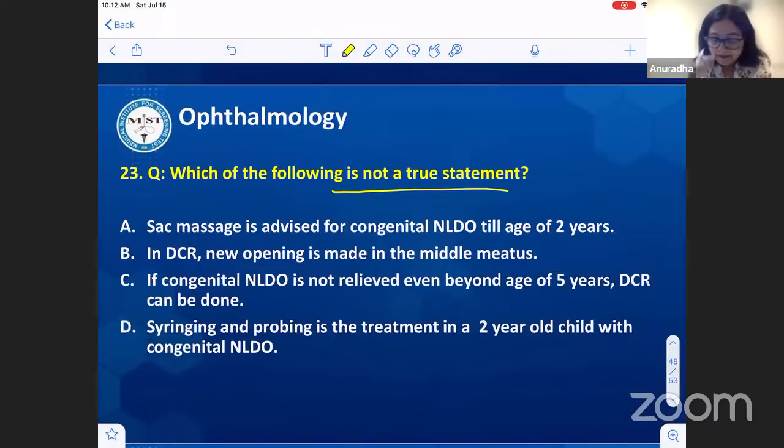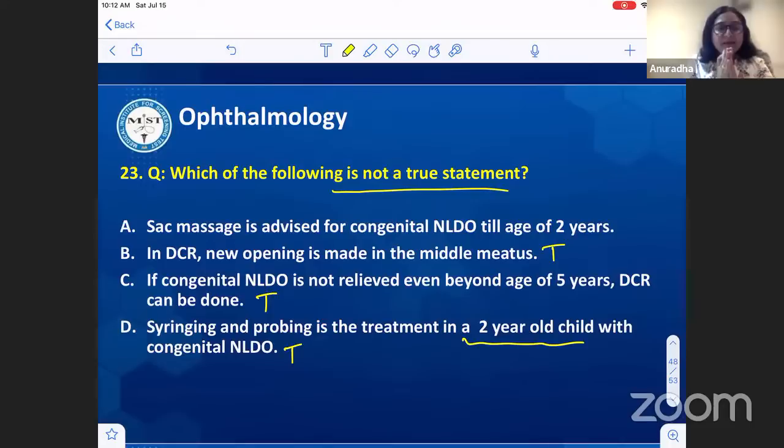Syringing and probing is the treatment in a 2-year-old child with congenital NLDO. They are talking about NLDO, different statements. Is this a true statement or false? This is true. If congenital NLDO is not relieved even beyond the age of 5 years, DCR can be done. That is again true. DCR is dacryocystorhinostomy, the surgery, if the NLDO does not become fine even after 5 years of age. In DCR, the new opening is made in the middle meatus. That is again true. The natural opening of the nasolacrimal duct is in the inferior meatus.